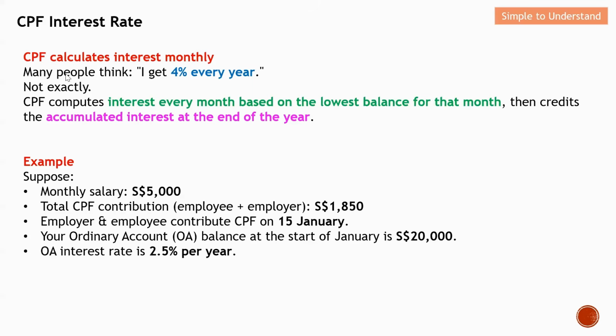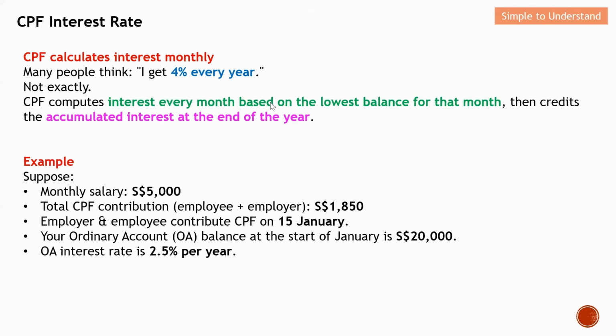A lot of us have a wrong concept. We thought that we get 4% of CPF interest every year. This is actually wrong, because CPF computes our interest on a monthly basis. Let me explain how they do this.